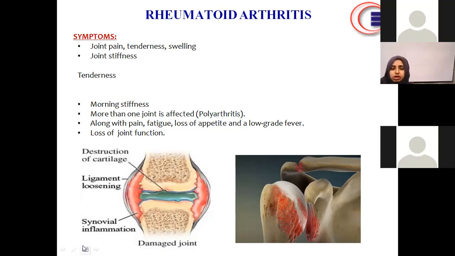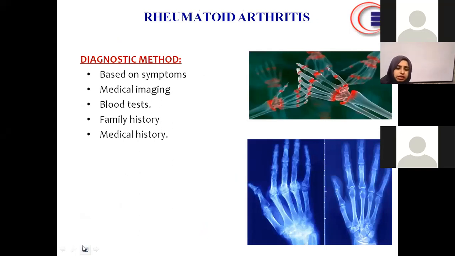Okay, usually in RA there will be more morning stiffness. More than one joint is affected, which means the pattern is polyarthritis. Monoarthritis can be seen, but it is quite rare. Commonly, the pattern is polyarthritis, along with pain, fatigue, loss of appetite, and a low-grade fever. As I told you, all the inflammatory markers are very active, so they will lead to fever as well. Loss of joint function.